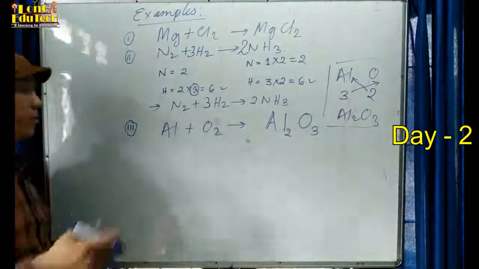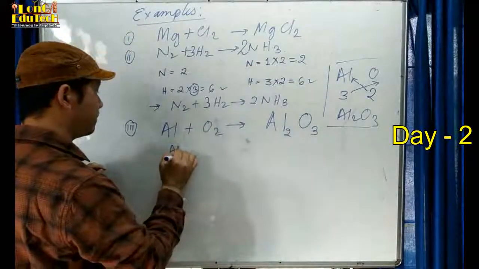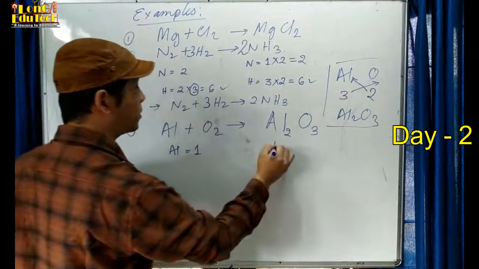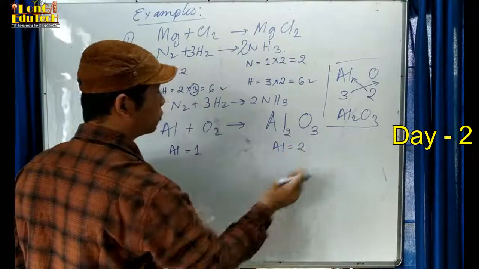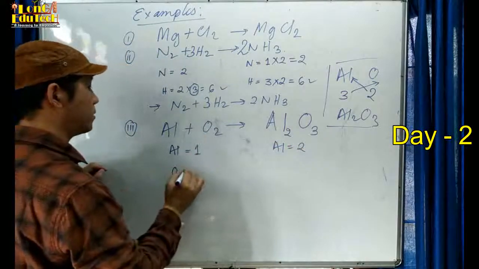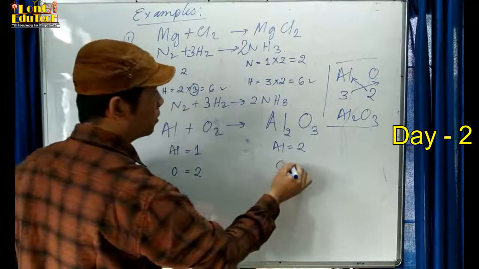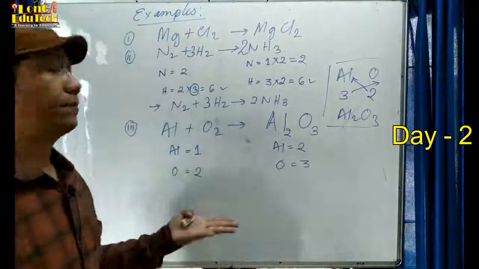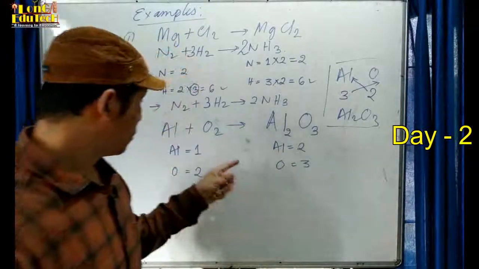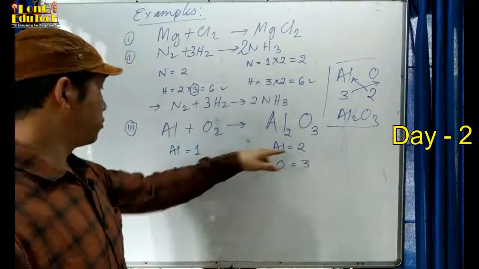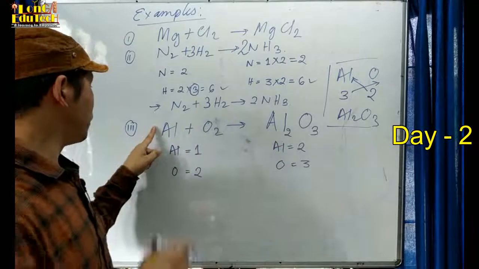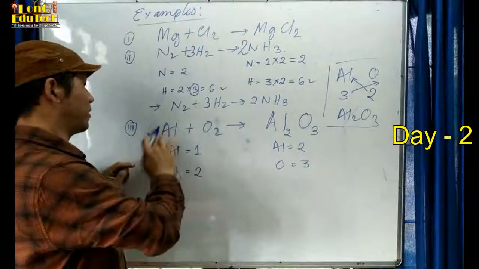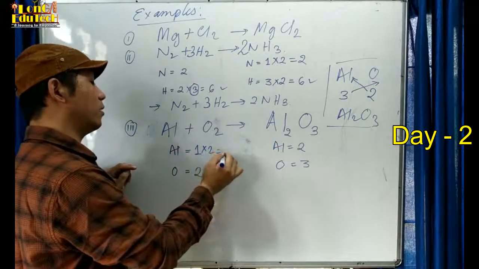Okay, now let us compare. Aluminium on the left is 1, how much here? Aluminium 2. Oxygen how much? 2. And here oxygen is 3, right? On the right side all are more. You may be thinking aluminium is 2, so you will put 2 here, or multiply with 2.